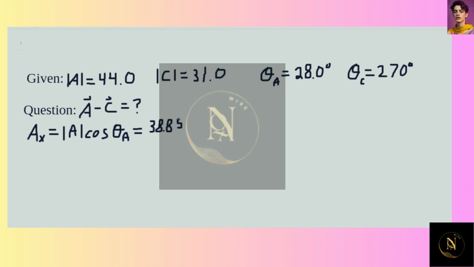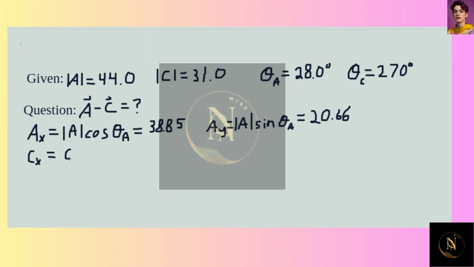Okay, but we also want to do the same thing for AY. So if we do that for AY, we again have the magnitude of A, but this time it's being multiplied by the sine of the angle, since it's in the y direction, sine of theta A. So we have 44 times sine of 28.0. This comes out to be 20.66.